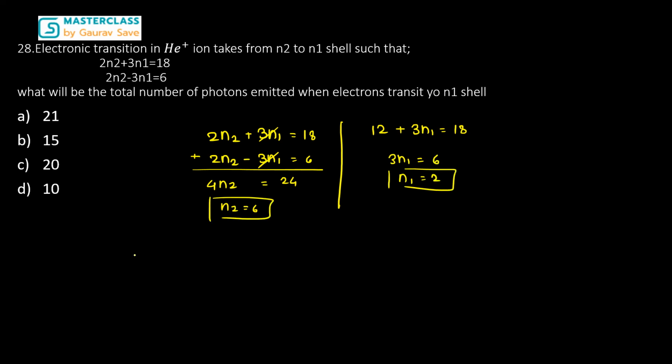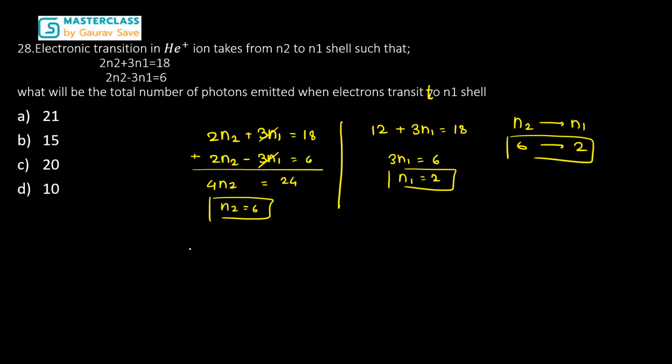Now guys, they are asking us what will be the total number of photons emitted when the electron transits from n2 to n1. N2 is 6 and it is going towards 2. So, the number of photons emitted when the transition occurs from the sixth shell to the second shell.